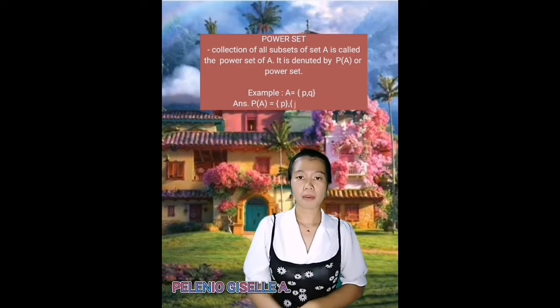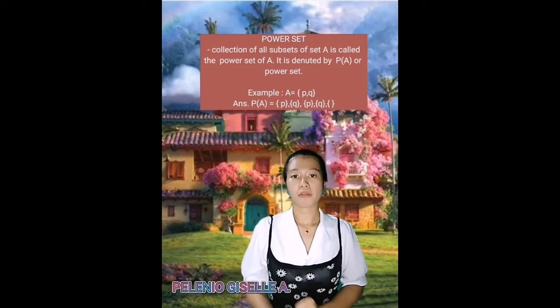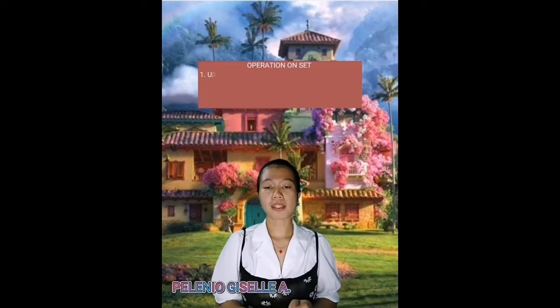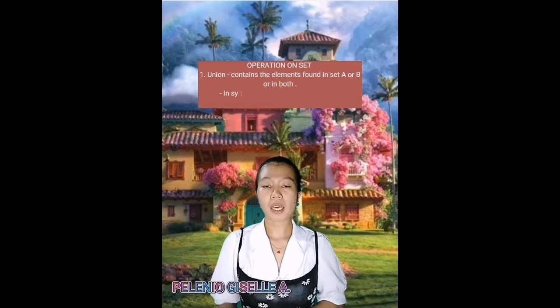For example, we have 2 elements. Set A is P and Q. So, this will be the symbol of power set. Union: the operation on sets A and B that contains the elements found in set A, set B, or both. In symbols, A union B is the set of X such that X is in A or B, or both, or is the disjunction.